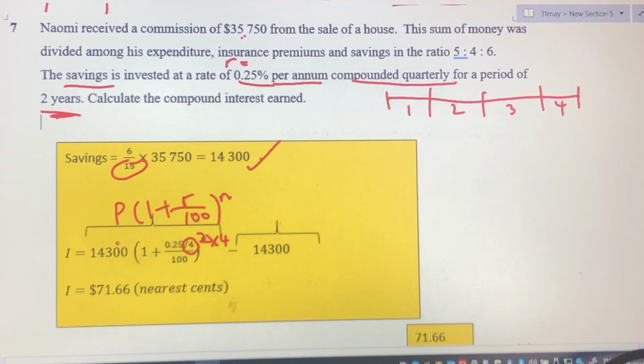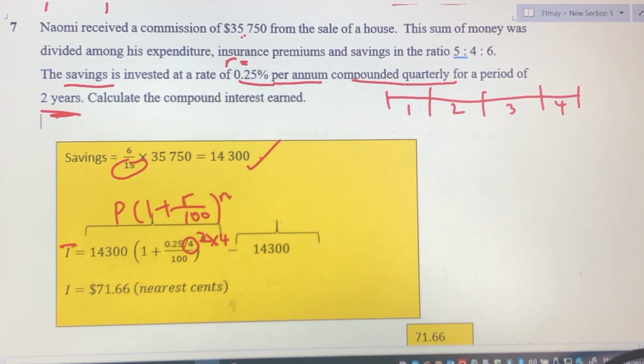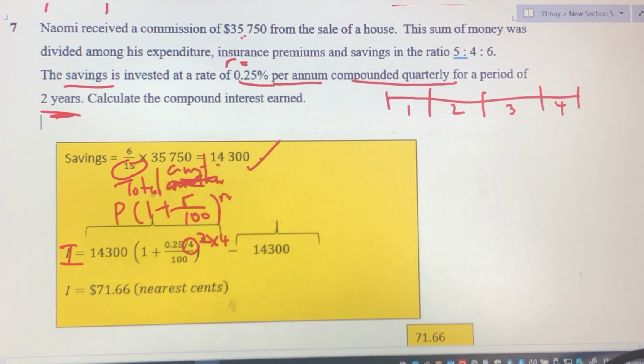All right, and take note, they want the interest. This is the total amount. Okay, so they like to test you on total amount. So you have to take this total amount minus your principal, this is your interest. Okay, and remember for money, you must round off to the nearest cents, that means 2 dp. Okay, so that's all for this particular question.